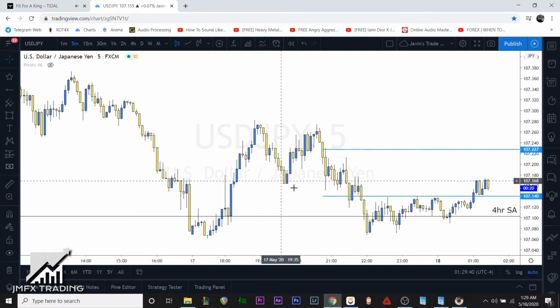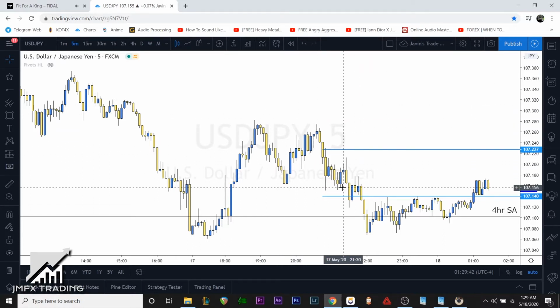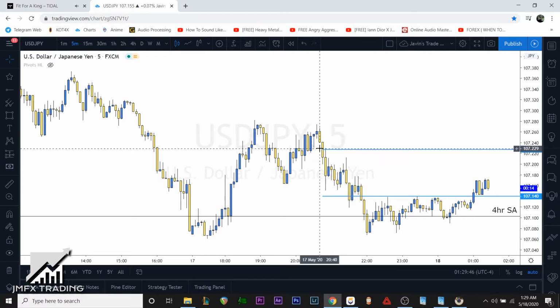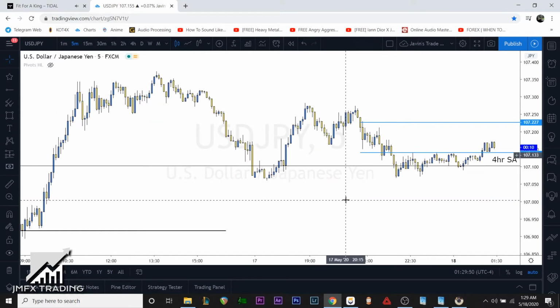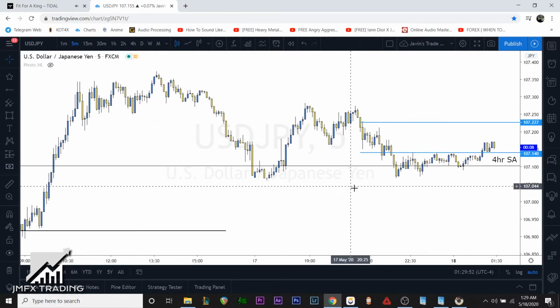Today we're going to be looking at a quick scalp I took on USDJPY off the 5-minute chart on May 17th. Now this was a very fast scalp. It was only 10 pips, but let's just go in and break this down for you guys so you understand why I'm taking this trade.